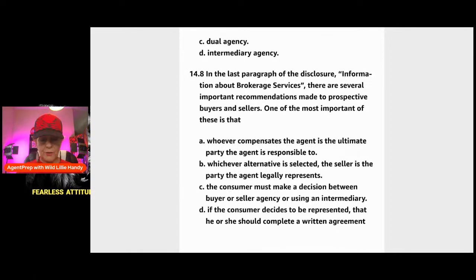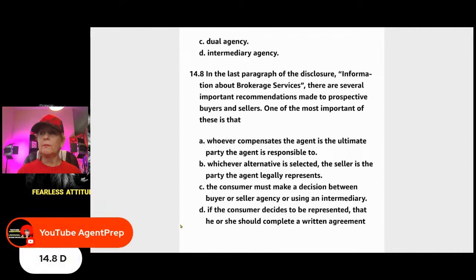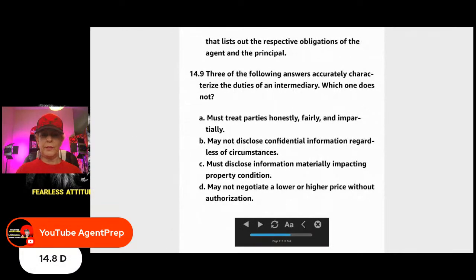All right, the answer is D. That is correct. If the consumer decides to be represented, that he or she should complete a written agreement. It'll either be a listing agreement or a buyer rep agreement. Those are the two that specify representation. Very good, very good.